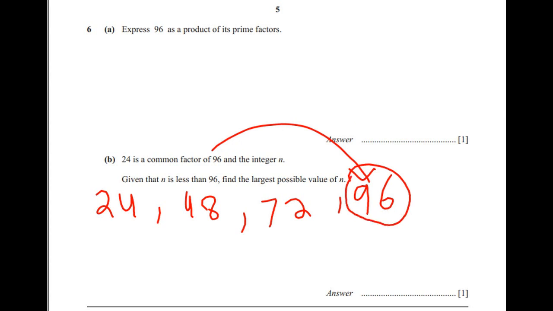So we got this number 96. Now let's read the question again. 24 is a common factor of 96 and the integer n. Given that n is less than 96, find the largest possible value of n. So this is the largest possible value of n, 72, because it's smaller than 96 but still larger than the other options.